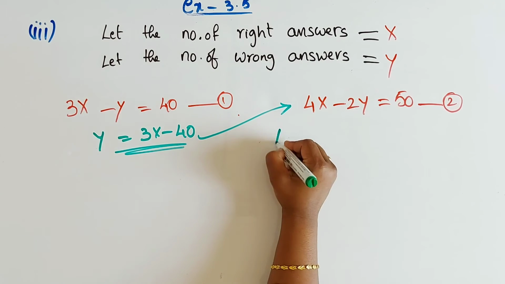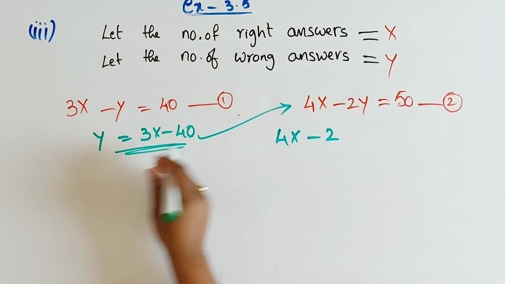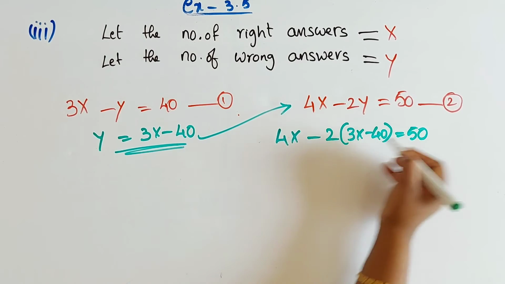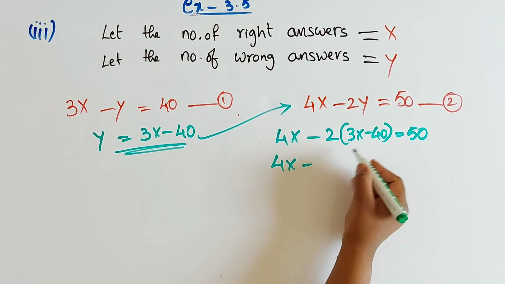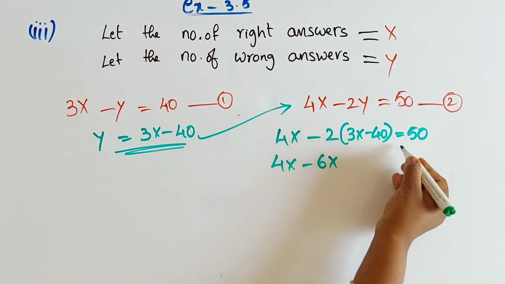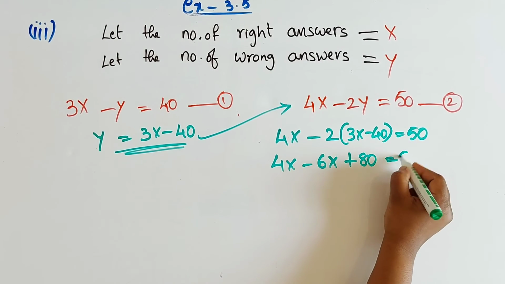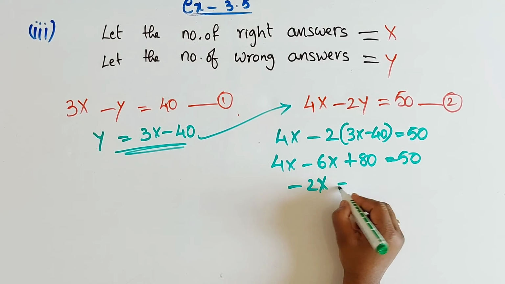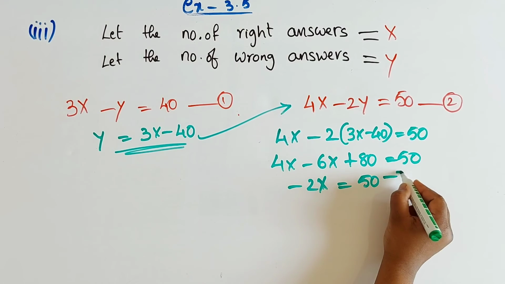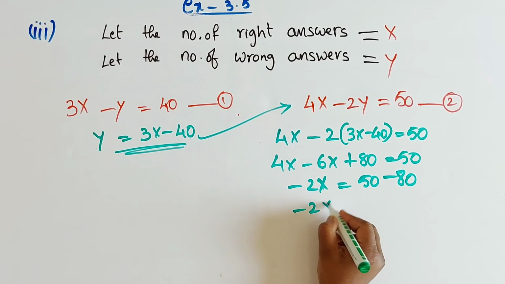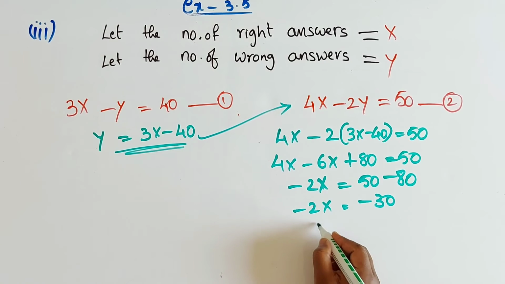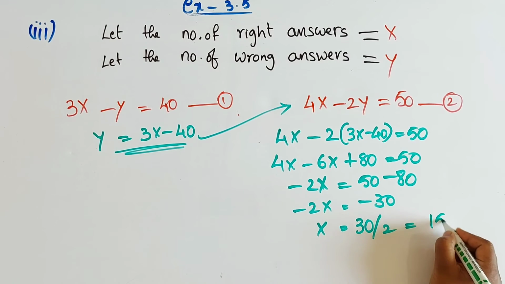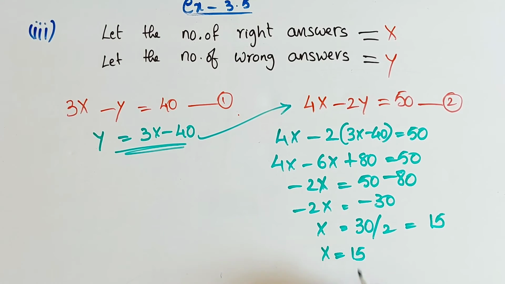Correct? So 4x minus 2, in y place we have to write 3x minus 40, children. That equals 50. Correct? 4x minus 2 into 3x, minus 6x, minus 2 into minus 40, plus 80 equal to 50. Now 4x minus 6x is minus 2x, equal to 50 minus 80. Right, children? So minus 2x equal to minus 30. From here x equal to, minus will get cancelled, 30 divided by 2, that equals 15. The x value is 15, children.